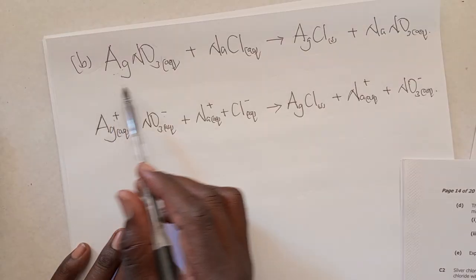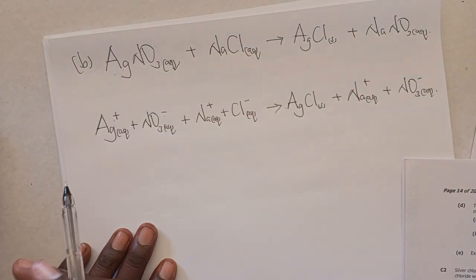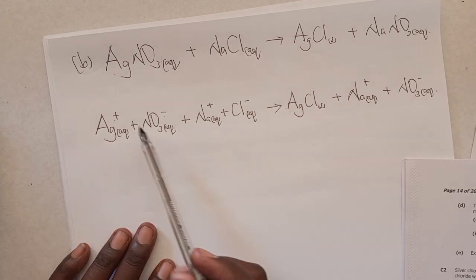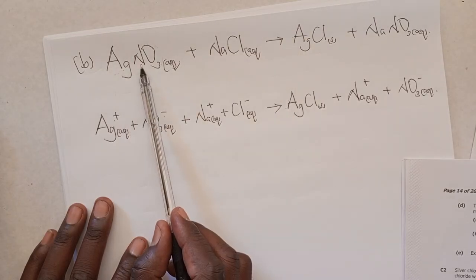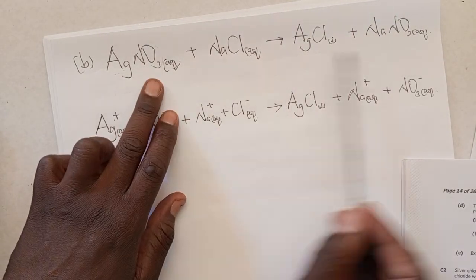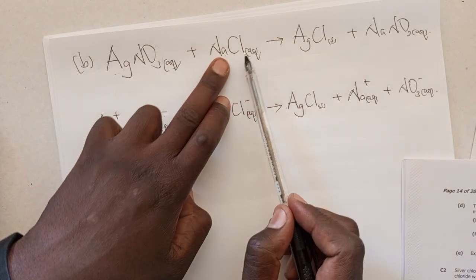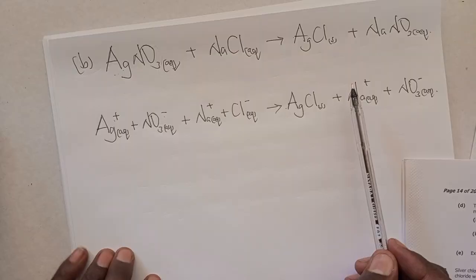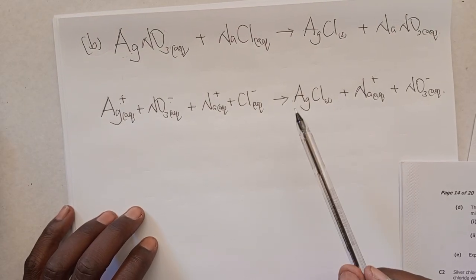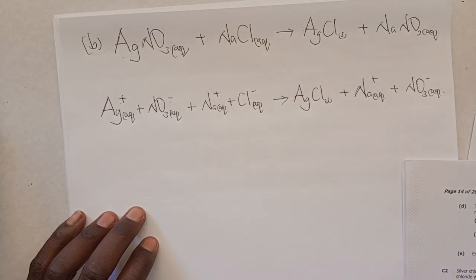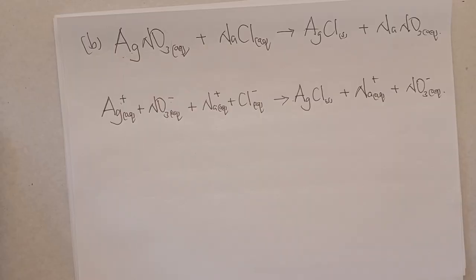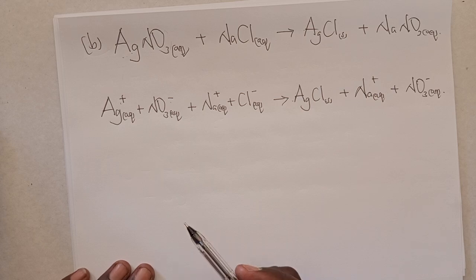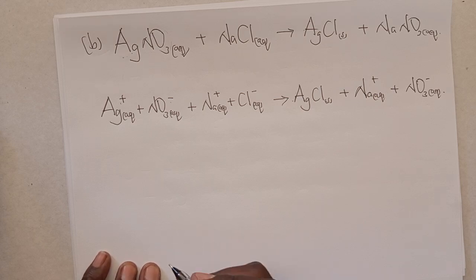So ensure that before you tackle this, the equation is balanced. I knew that this equation is balanced from the time I was writing it. So silver 1, nitrogen 1, nitrogen 1, oxygen 3, sodium 1, sodium 1, chlorine 1, chlorine 1. So it's already balanced. But ensure that's the first thing you do before you start, because you're going to mess it up if you work with an equation which is not completely balanced. So at this point, what do we do? We cancel out the ions that appear on both sides of the equation.